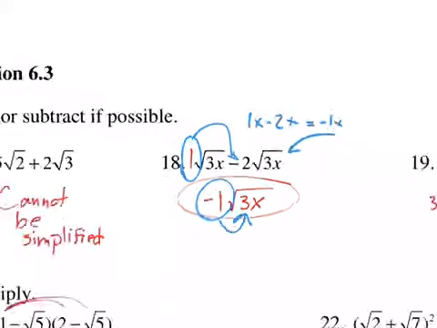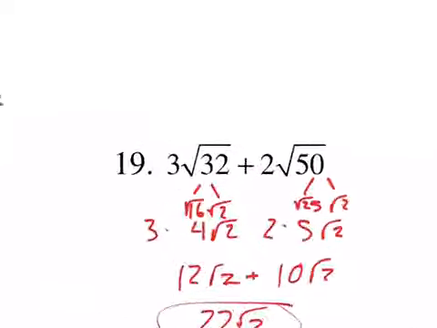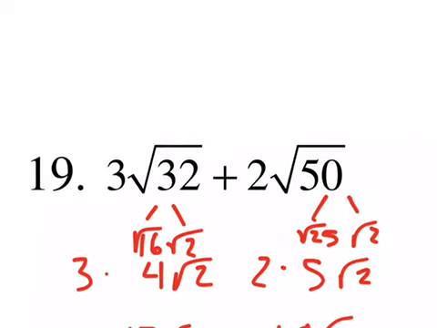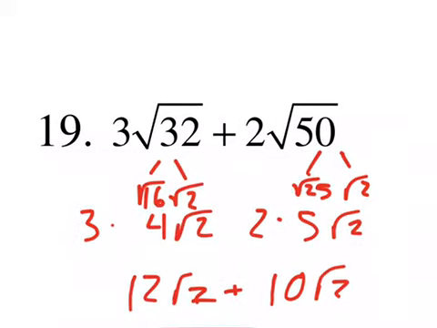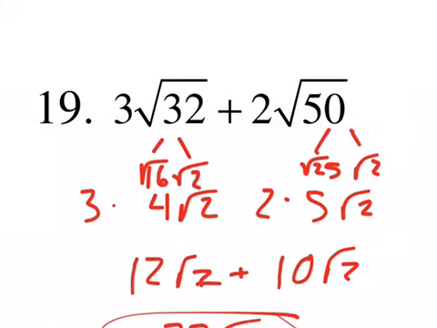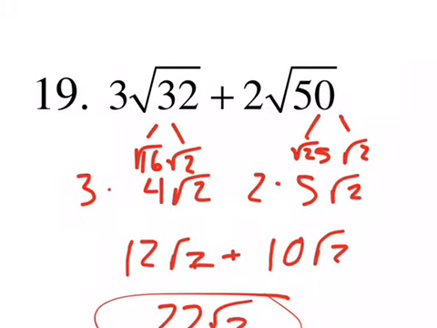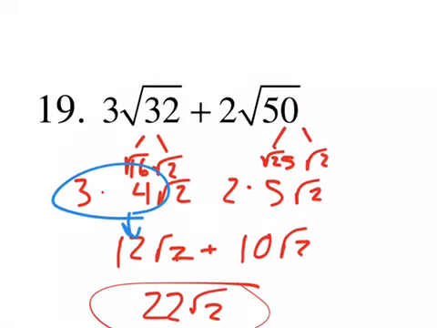On this one here, initially it looks like they will not be able to add together because they have different radicands, but if you simplify it first, you see that they will. 32 breaking down into 16 and 2, square root of 16 giving us a 4. There's already a 3 out there. 3 times 4 gives us the 12. Breaking down the 50 into 25 and 2, square root of 25 is 5. 5 times the 2 in existence gives us the 10.